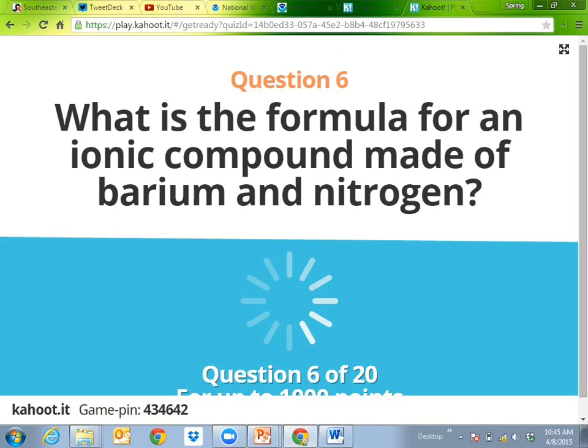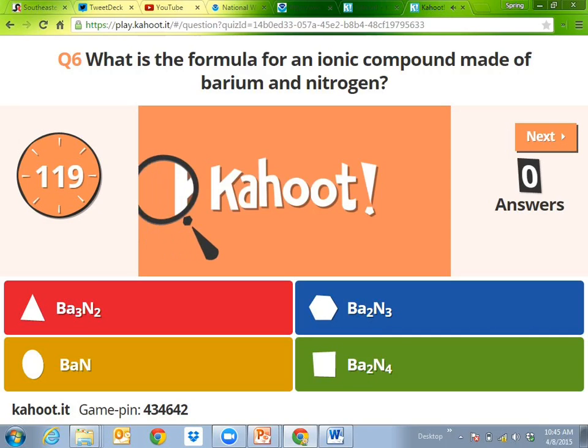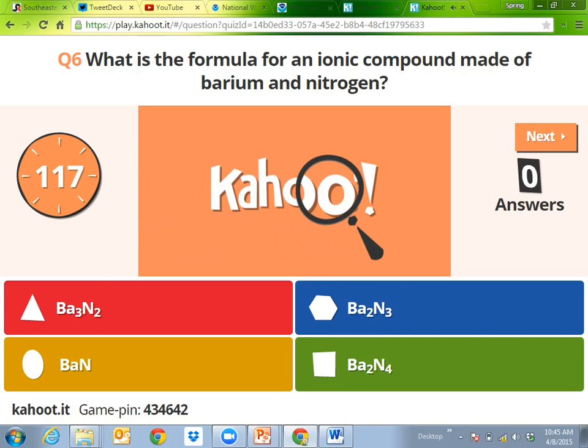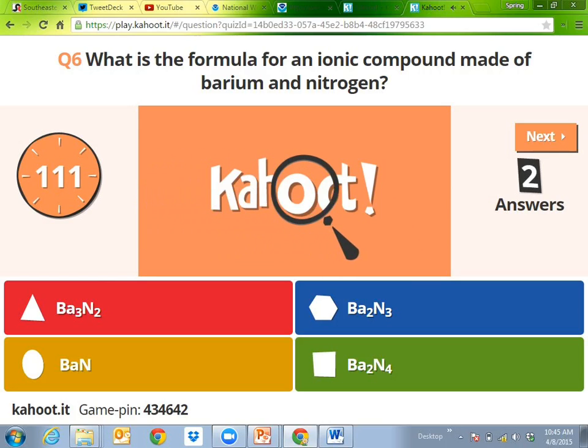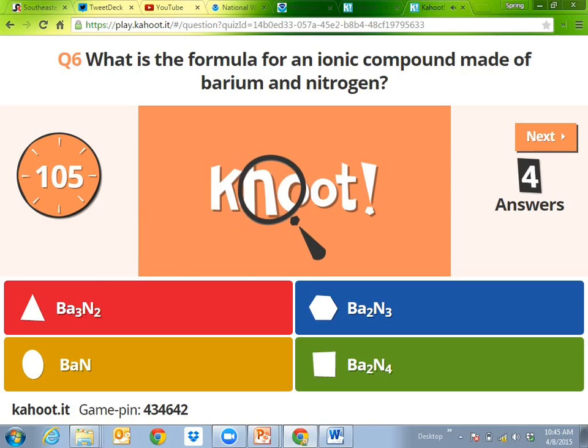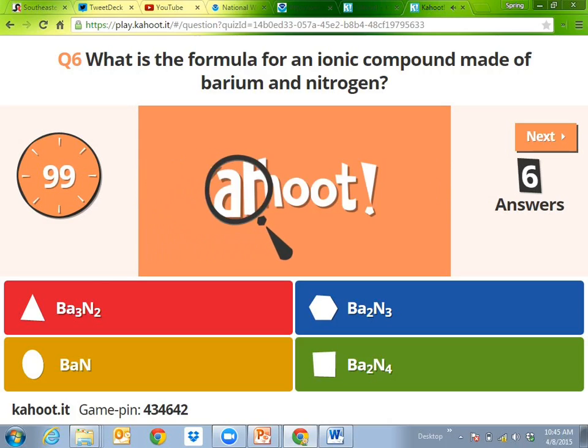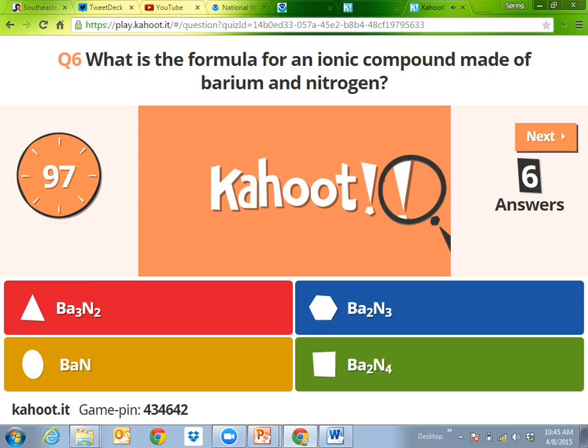What is the formula for an ionic compound? You have a little more time here. You're going to have to look up barium, look up nitrogen, and crisscross. Barium and nitrogen. Crisscross. And feel free on your test to write the component ions from the name and crisscross them.